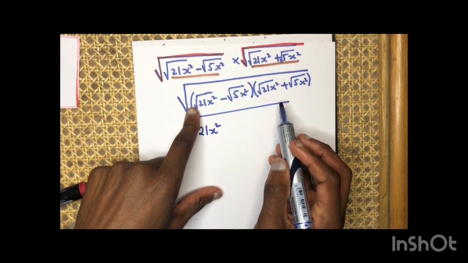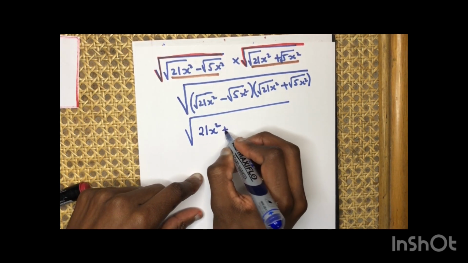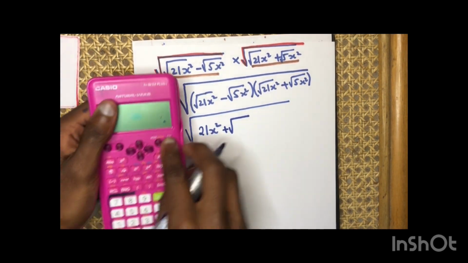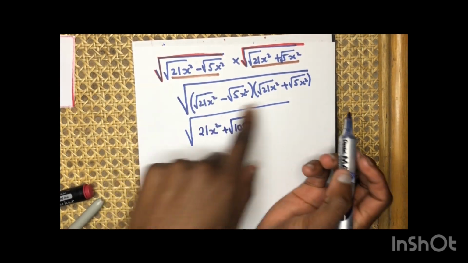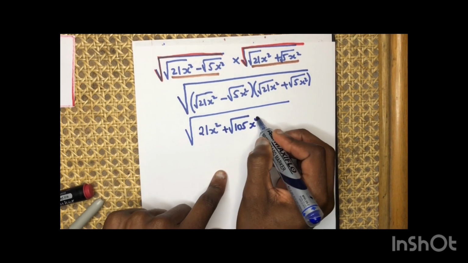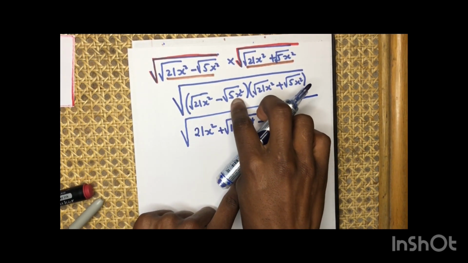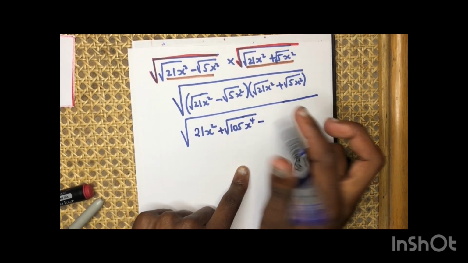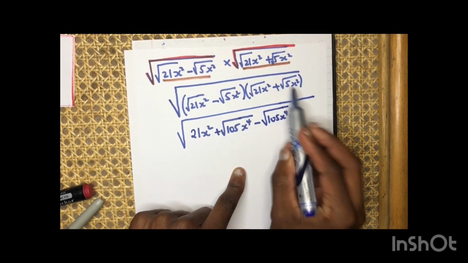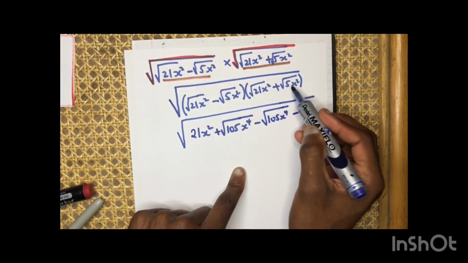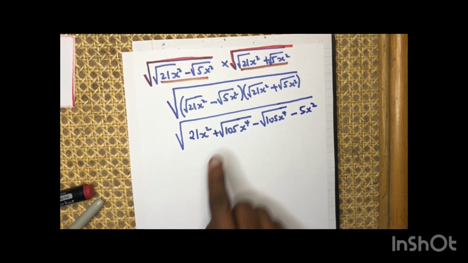Yes. So if I say root 21x squared times root 5x squared, I'm going to take one root and multiply what we have inside, which in this case is 21 times 5, which is 105. Then x squared times x squared, you get x to the power 4. Then negative times a positive is negative. So root 5x squared times root 21x squared is going to give us the same answer, which is 105x to the power 4. So then negative times a positive, that's your negative. Then root 5x squared times root 5x squared, you get what? 5x squared.